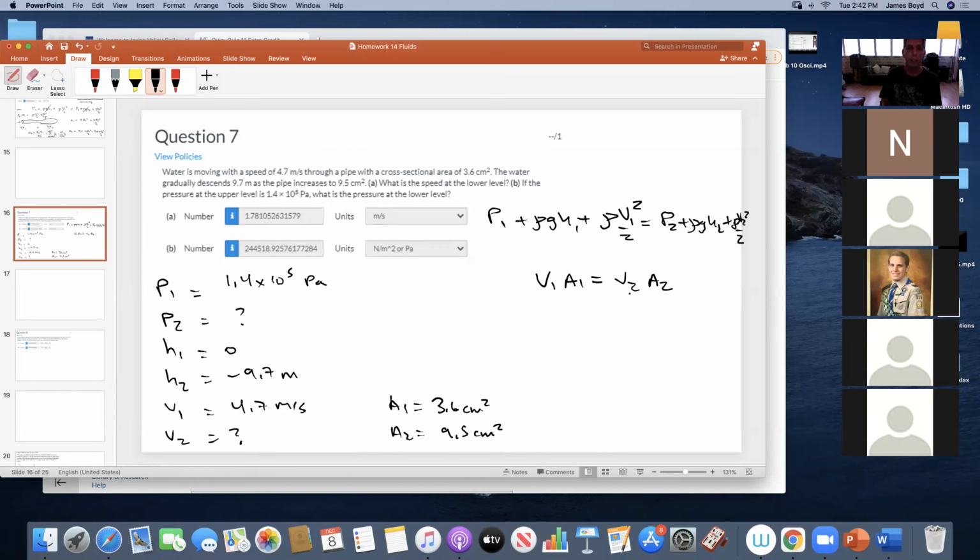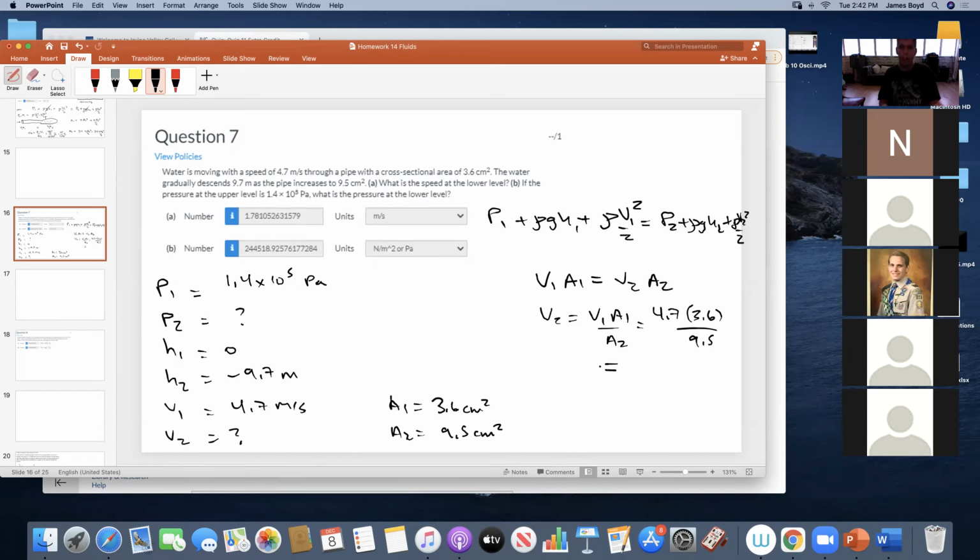We need to find V2 anyway. We know that V2 is V1 A1 over A2. We were given that V1 was 4.7. We're given that this is 3.6 and that this is 9.5. We can see that this is going to be smaller than V1. It's 3.6 divided by 9.5 times V1.